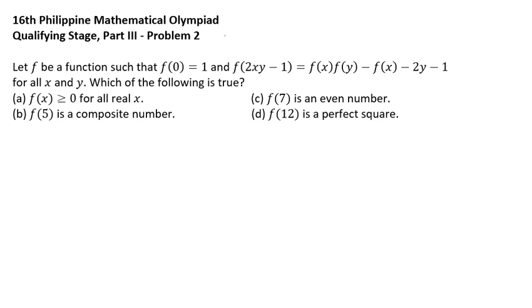Alright, the most common way of solving this type of problem is by plugging in some combinations of values of the variables involved and then see what happens to the function. However, if we look at the options, we have to evaluate f of 5, f of 7, and f of 12. So it would be nicer if we can derive or determine a function that satisfies the given condition and then use this function to get the values of f of 5, f of 7, and f of 12. Okay, so what will be our first step here?